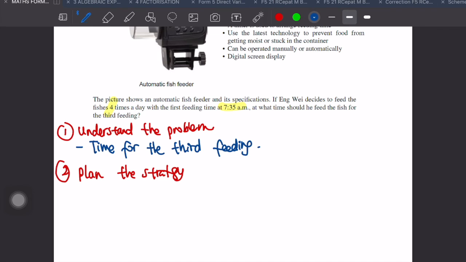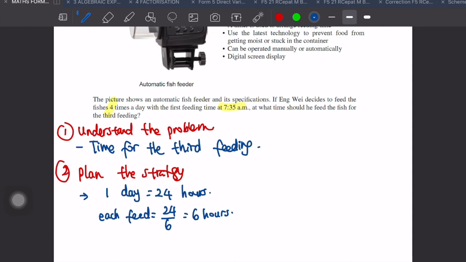How can you plan it? We know that one day we have 24 hours. We know that Ng Wei wants to feed the fishes 4 times a day. So we try to find the time for each feed. 24 divided by 4, we get 6 hours. So we know that the time interval for each feed is 6 hours.